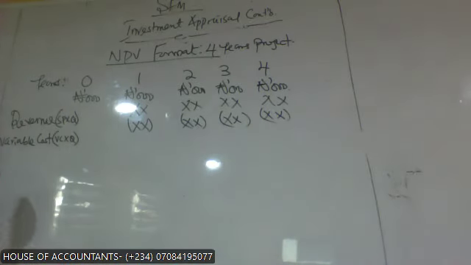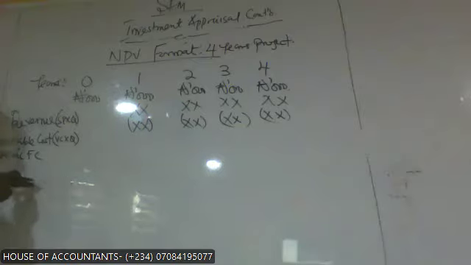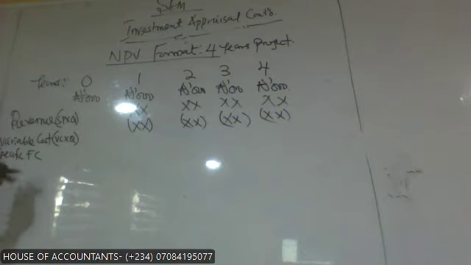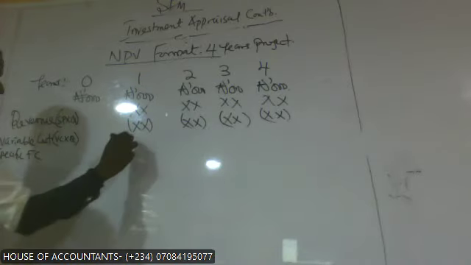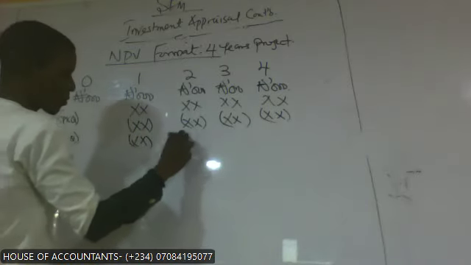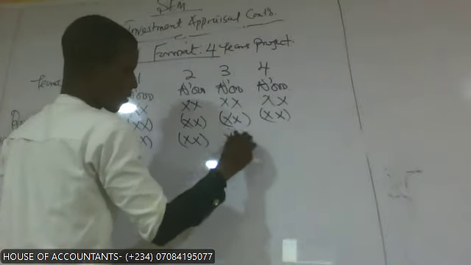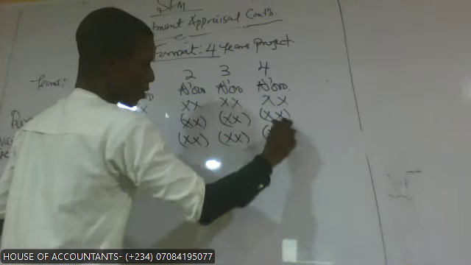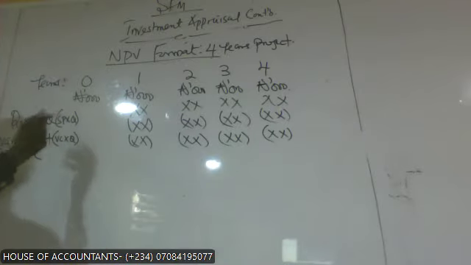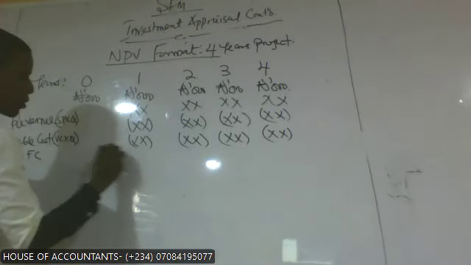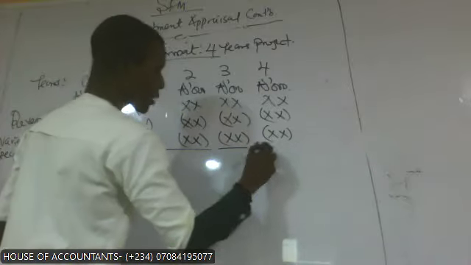The next thing to determine is the specific fixed cost. Don't forget, we say we have two types of fixed costs, specific and general. The specific is relevant, the general is not relevant. Okay, specific fixed cost, determine that also. After determining your specific fixed cost, you need to get the cash profit.